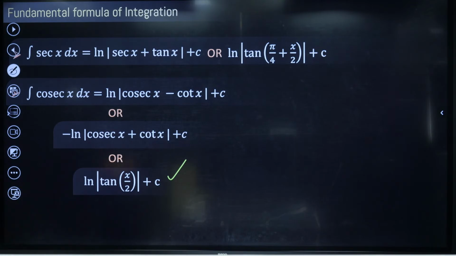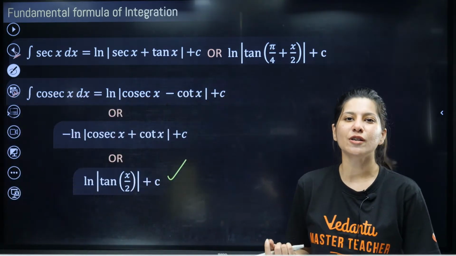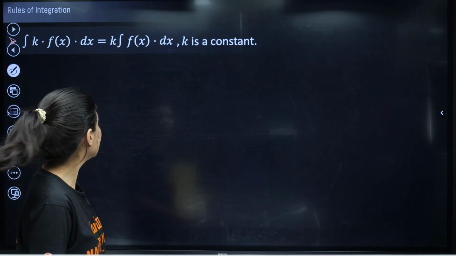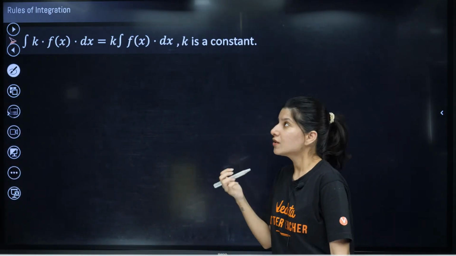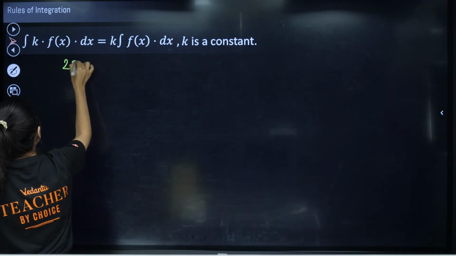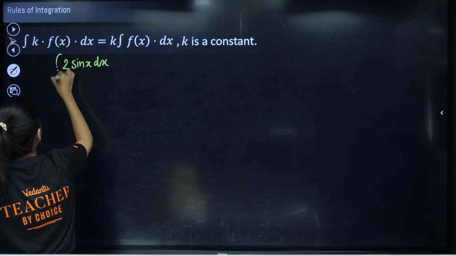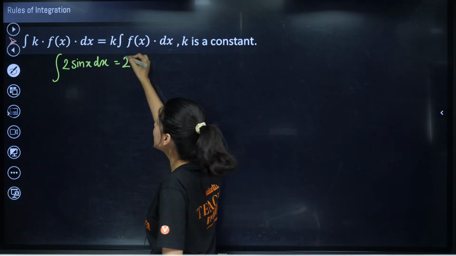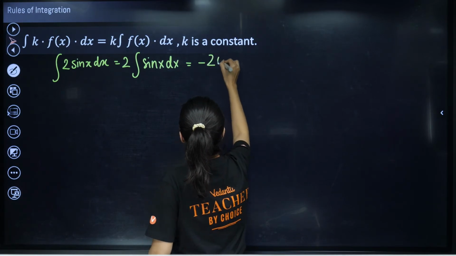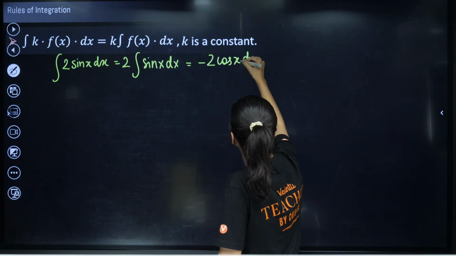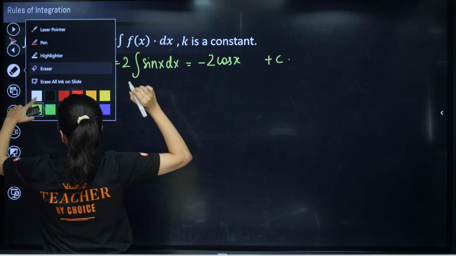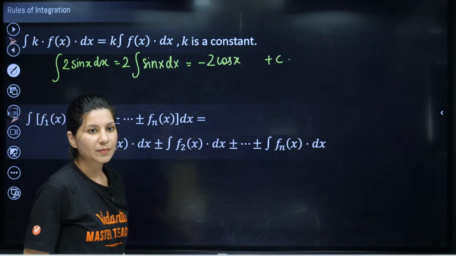All right. Now, there are some rules of integration. Let's get into that. So, the first rule clearly is the constant rule. Just tell me, integration of 2 sin x dx, very basic rule, will be equal to 2, this constant will come out, integral of sin x dx. And integration of sin x is minus cos x plus c. Clear?